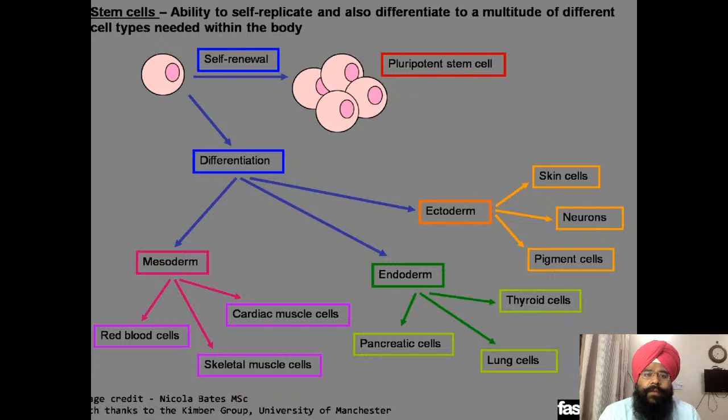So stem cells have the ability to self-replicate and also differentiate to a multitude of different cell types hidden within the body. So they could go for self-renewal or differentiation. In self-renewal, they produce pluripotent stem cells. In differentiation, they could go for mesoderm, endoderm, and ectoderm. Mesoderms produce RBCs, skeletal muscle cells, cardiac muscle cells. Endoderms produce pancreatic cells, lung cells, and thyroid cells. And ectoderms produce pigment cells, neuron cells, skin cells.